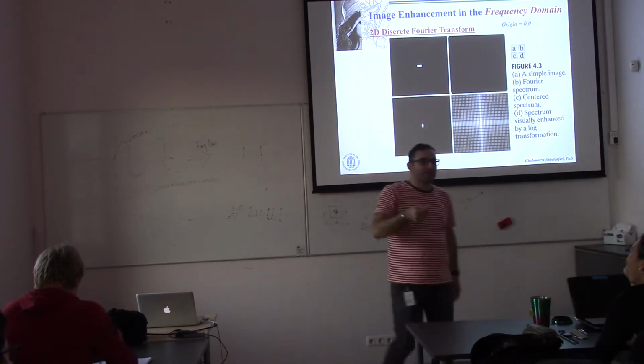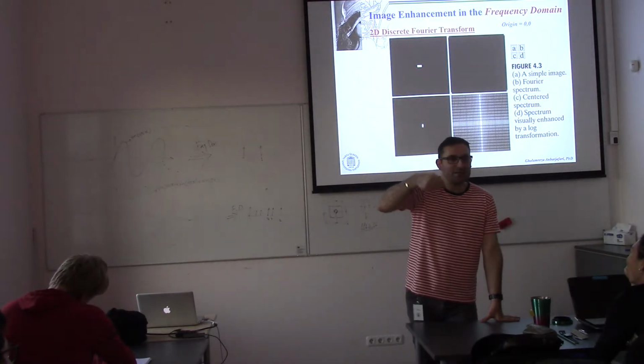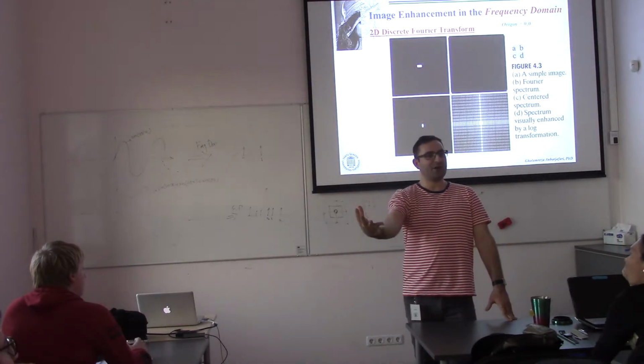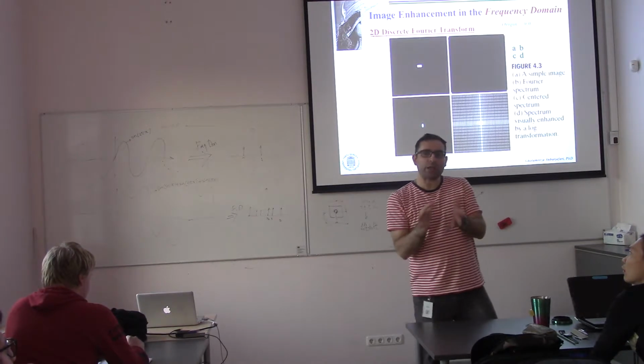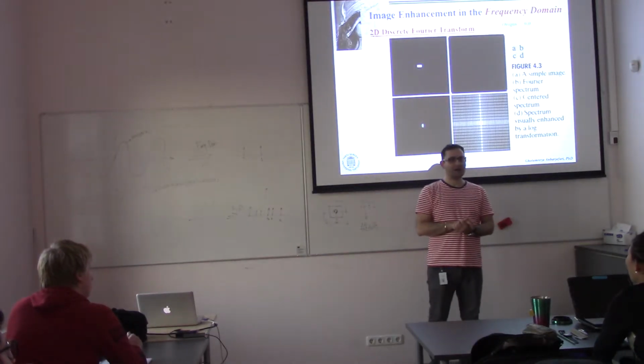In other words, I will ask the assistant to do this. You can play with this zero frequency, the magnitude of it. If you increase it, you will see that in the time domain your image will become brighter. If you reduce it, your image will become darker. So this is one other way, actually a very expensive way, of manipulating the illumination of an image.